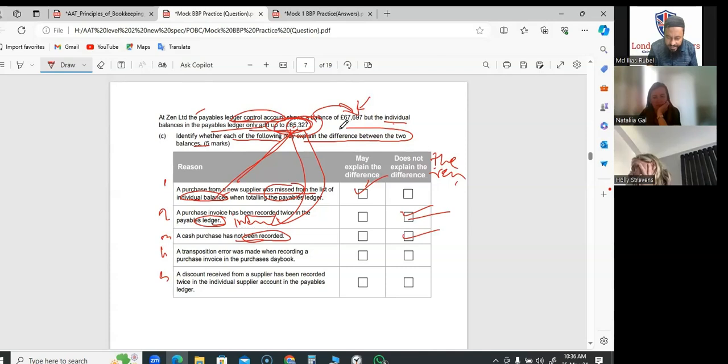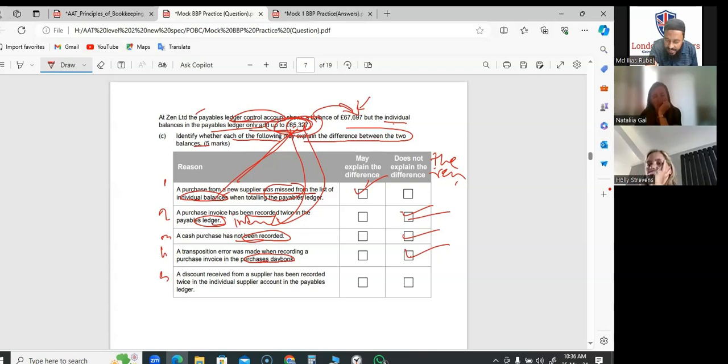That was straight away. Next one, a transposition error was made when recording a purchase invoice in the purchase day book. Again, it is nothing to do with our account here. A transposition error of original entry changed the figure when recording the purchase invoice. So it's not affecting here.